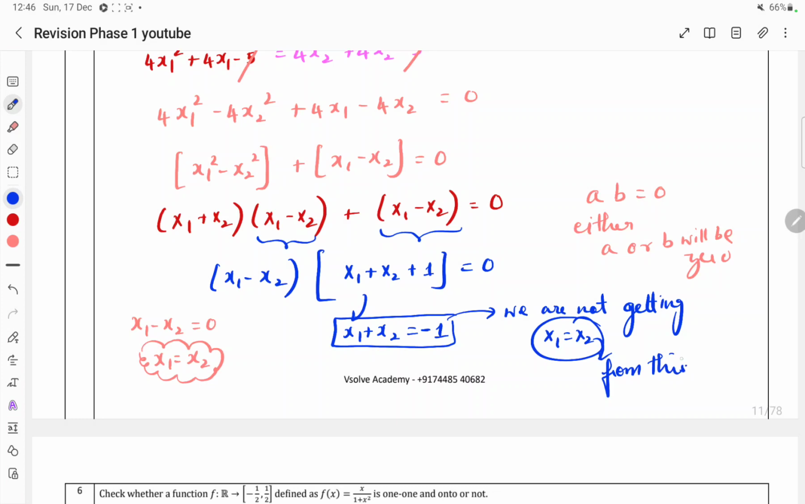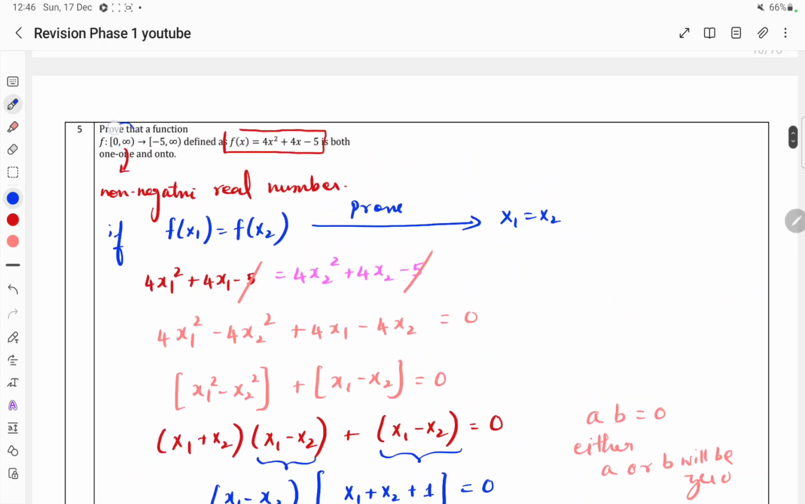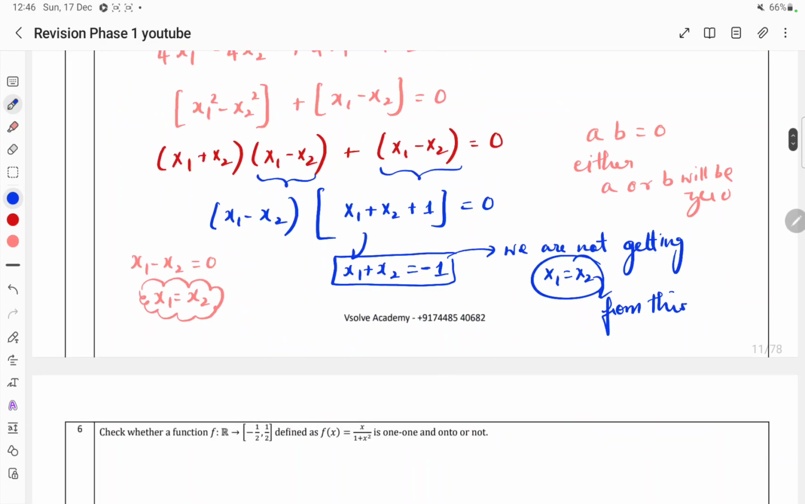Which means before saying it is not one-to-one, we have to go to the domain. Domain is what? 0 to infinity. So 0 to infinity means non-negative integers. x1 belongs to 0 to infinity, x2 also belongs to 0 to infinity, which means if we add two non-negative integers, it cannot be equal to minus 1. So this is not possible.